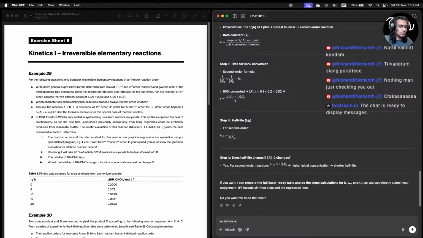Before we start with the answers, I need to know what these rate orders and the rate laws are. I'm not remembering.